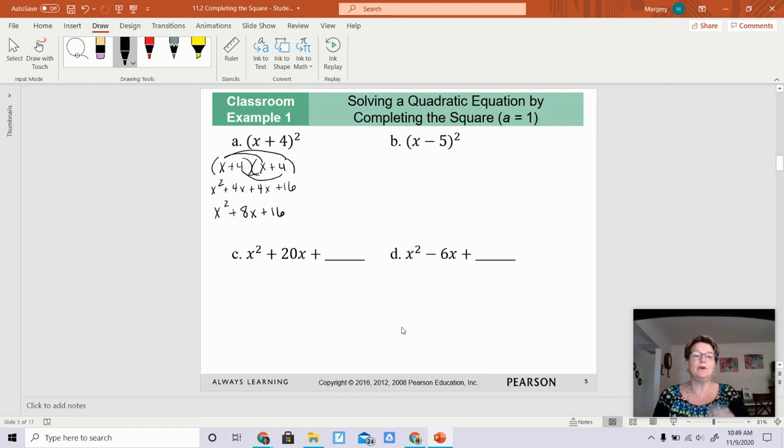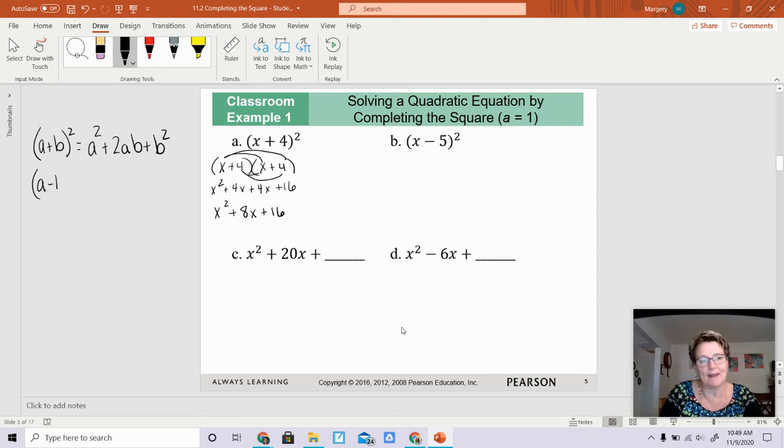Now, I'm going to show you what the formula is. I don't know if I can write over here, but I'm going to try to. The formula is this, a plus b squared. The formula is a squared plus 2ab plus b squared. Now, if you have something that looks like this, a minus b squared, that formula is a squared minus 2ab plus b squared.